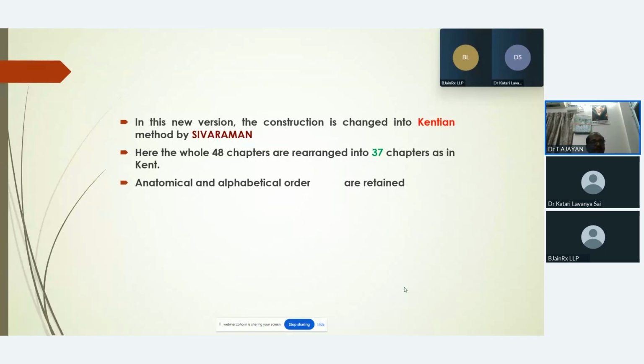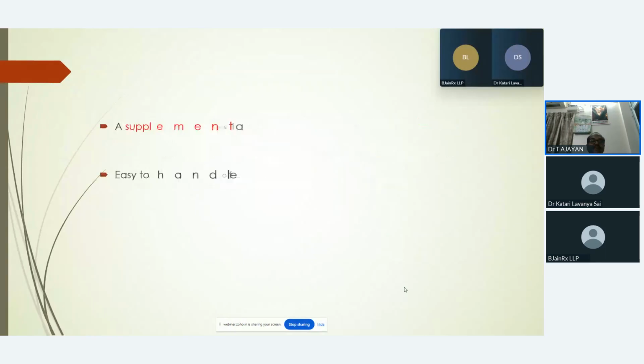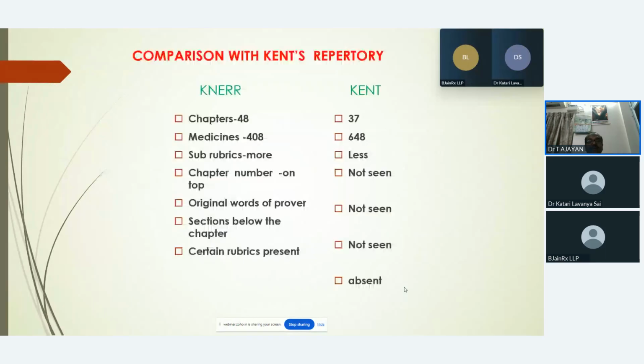I am not 100% accepting that one. But at the same time, I find it very easy to refer to this repertory. Okay. Then a supplement is also published along with the main repertory, making the real reference easy to handle. Then look here, a comparison of the Knerr repertory and the Kentian method we have converted.